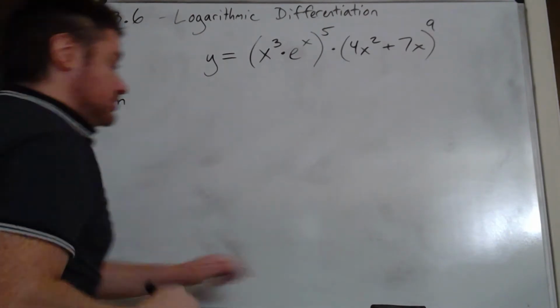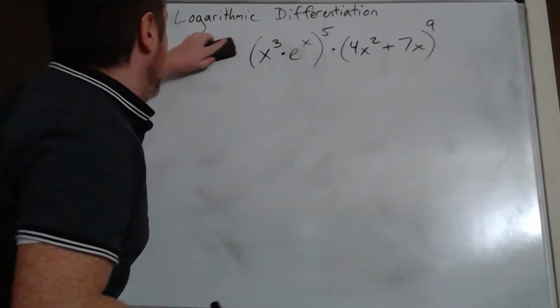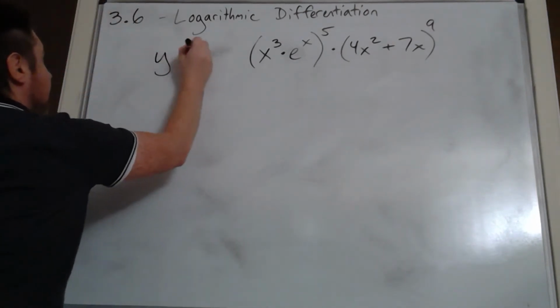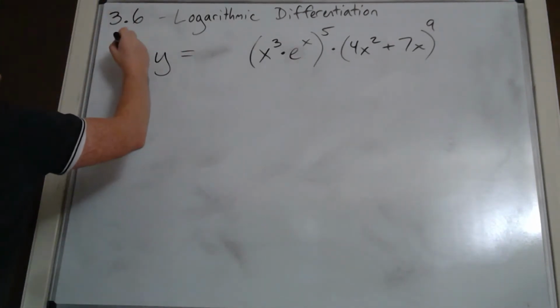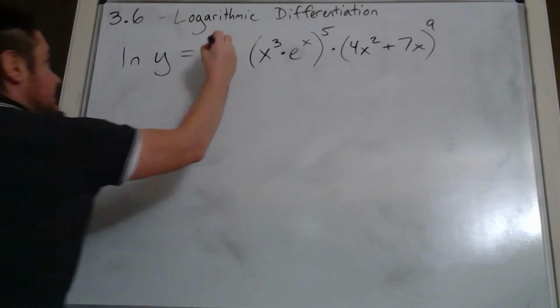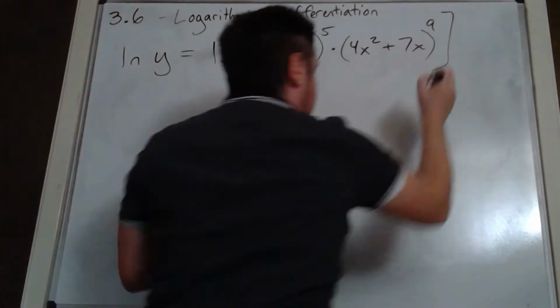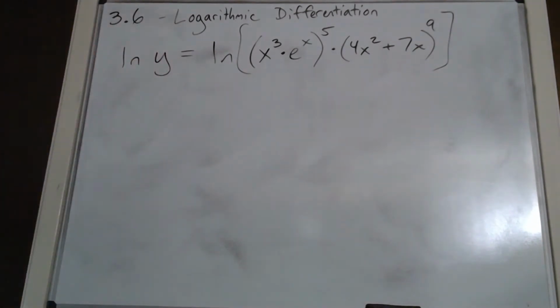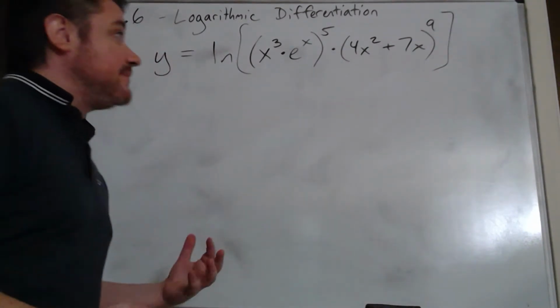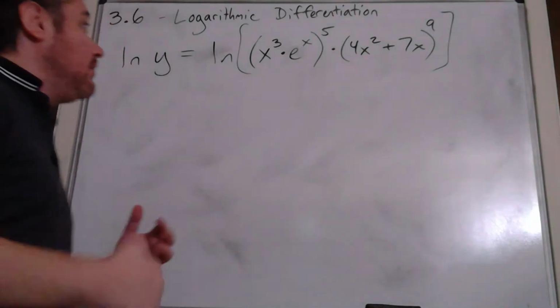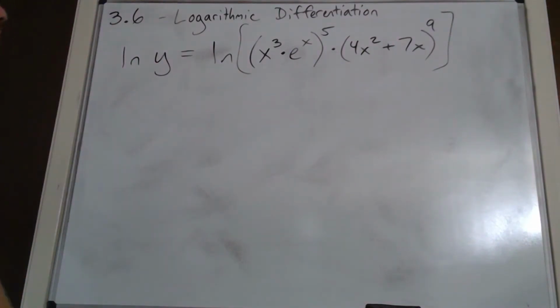of, let me just save some space. I've got y is equal to that expression. So I'm going to claim that natural log of y is equal to natural log of this entire expression. Right, get it around with some kind of square brackets. Okay, great. What can I do now? What can I do here?